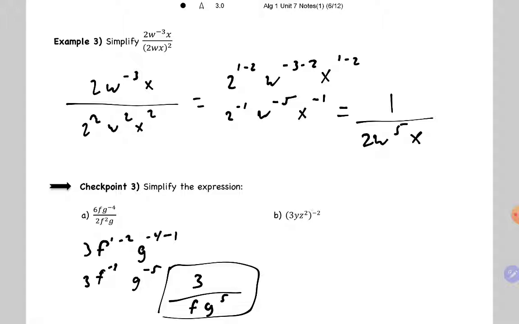Part B, I'm going to apply this negative 2 to everything. So 3 to the negative 2, y to the negative 2, and z to the 2 times negative 2. So all these are going to become negative, so this is going to be everything over 1. So 3 squared, let's go ahead and speed up a little bit. 3 squared is 9, and then we have y squared, and then z to the negative 4, which drops down here and becomes positive 4. And that's our answer.